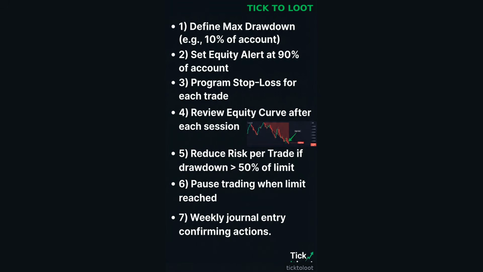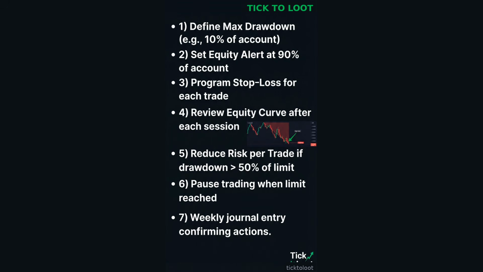6. Pause trading when the limit is hit. The moment your equity drops to the exact drawdown ceiling, stop opening new positions, close existing trades if needed, and take a break to reassess. 7. Weekly journal entry. At the end of each week, write a short note confirming you followed each step, what the drawdown was, and any adjustments you made.